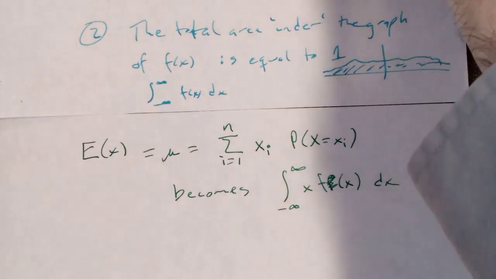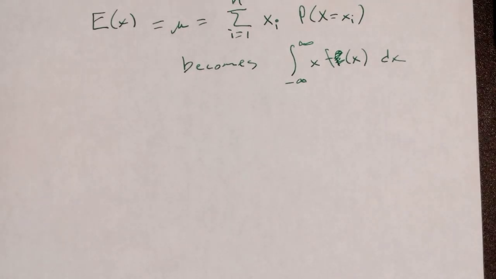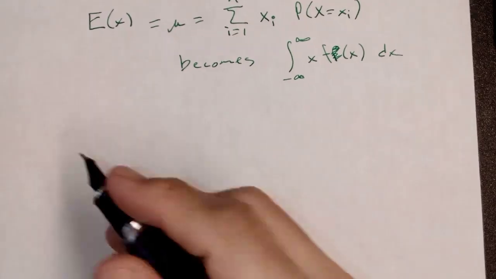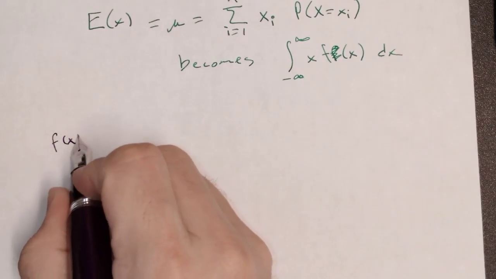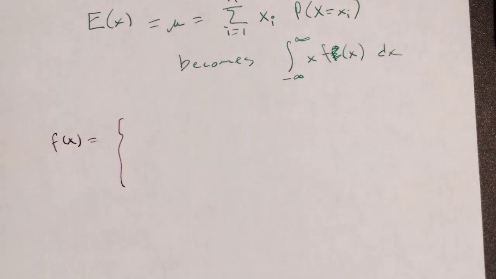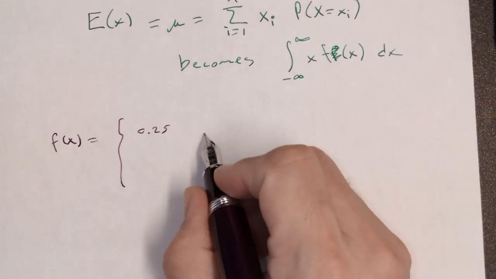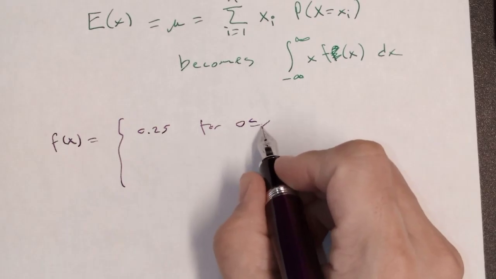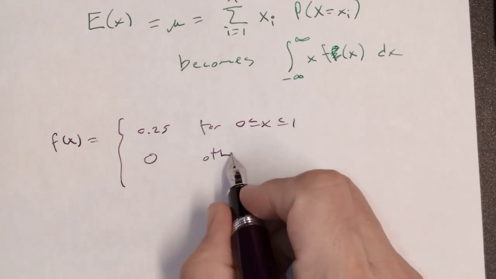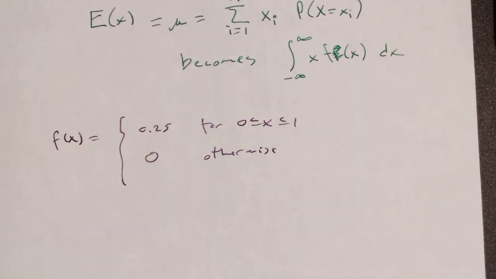Let me think about the functions. What do the functions look like that go into this idea? I would like to know whether or not the following function is acceptable as a PDF. This function is defined in 2 pieces. It's got the value 0.25 from 0 to 1. Everywhere else it's equal to 0.